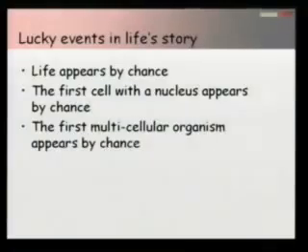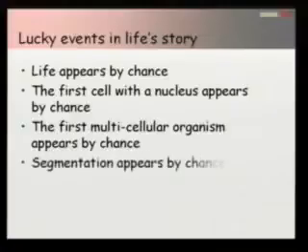So Dawkins actually appeals to luck quite a lot. Lucky events in the history of life. Life appears by chance. The first cell with a nucleus appears by chance. But it doesn't stop there. To get from a single cell to an organism that's more than one cell, you need more chance. And he admits that. And segmentation appears by chance. Segmentation just means an animal that is made up of different segments, like an earthworm. But that's quite a biological innovation, if you like. And it's, again, something that appears by chance.